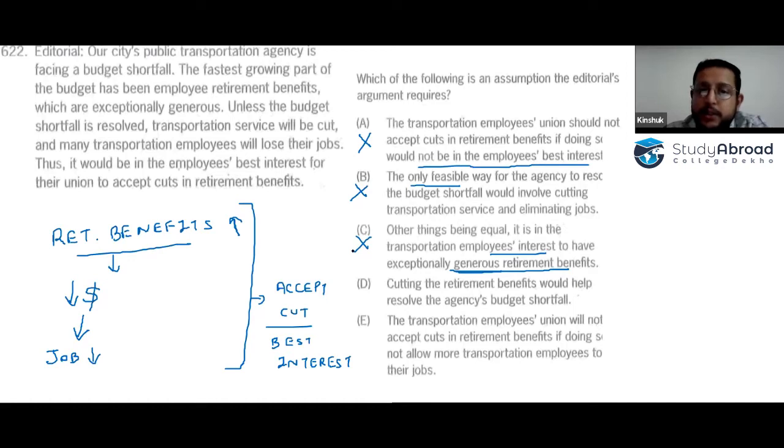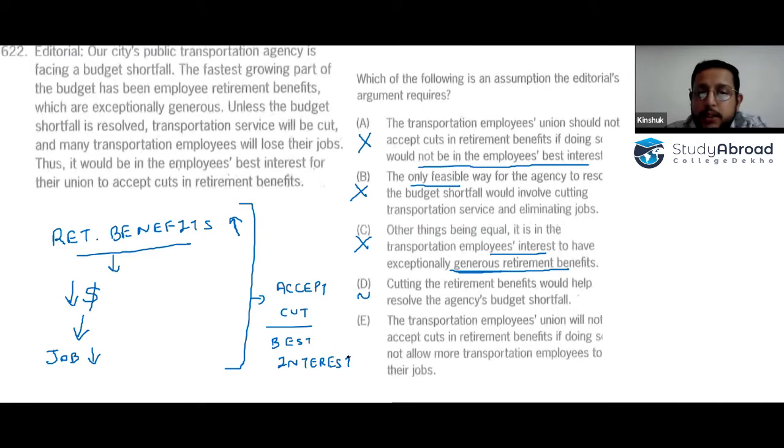Then let's look at answer choice D. Cutting the retirement benefits would help resolve the agency's budget shortfall, right? So this is what the idea was initially, and the author also supported it. So this would be our answer.